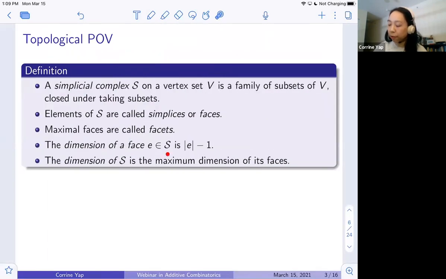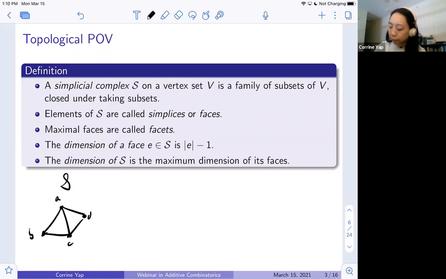The dimension of a face, I'll just define to be the number of elements in it minus 1. And the dimension of my simplicial complex is going to be the maximum dimension of its faces. If you haven't seen this before, this is a lot of new terminology, so I think it's best to illustrate with an example. Let's say I have a simplicial complex that looks like this, and I'll keep it within 2 dimensions so that I'm able to draw it.